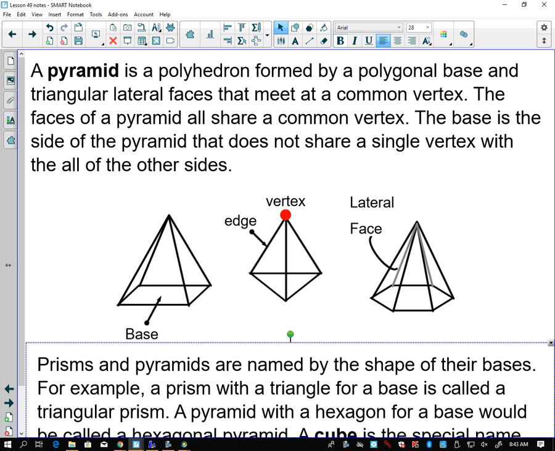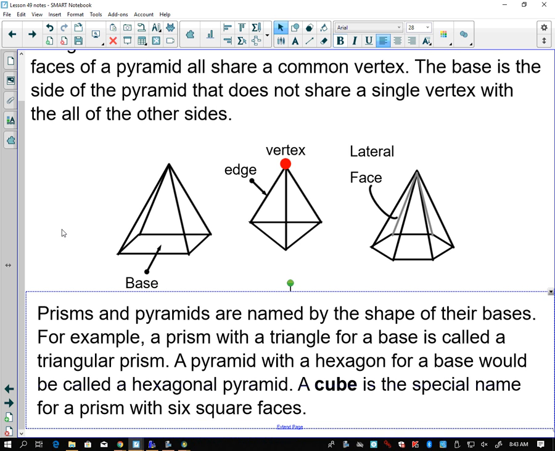So the base is the side of the pyramid that does not share a single vertex with all of the other sides. Like I said, a little bit harder to see with a triangular pyramid than it is with a square, rectangular, or hexagonal pyramid, okay? The vertex should be easy to identify. It's that point where they all come to meet. Edges should be able to easily be identified.